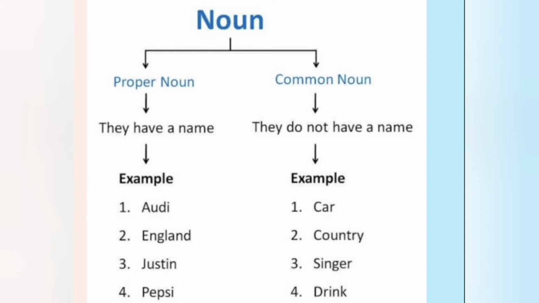So the name of noun is called a proper noun. And the fourth one is Pepsi. And what is Pepsi? Pepsi is a drink. Pepsi is a name of a drink.